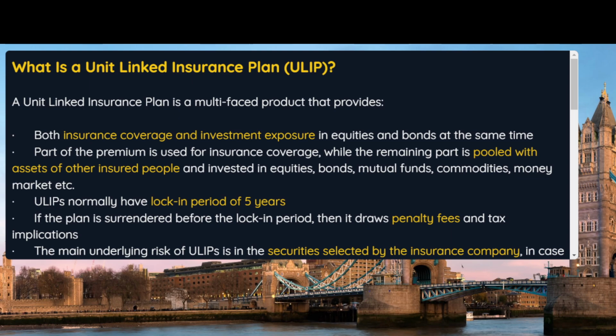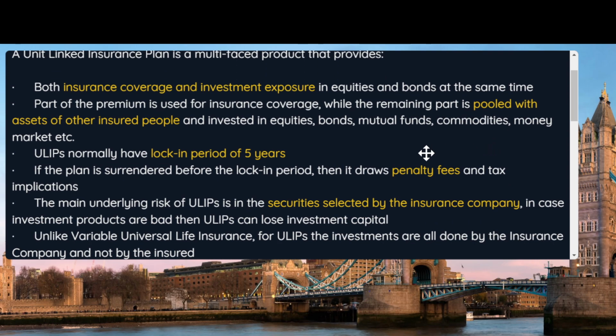Now ULIP normally has a 5-year lock-in period. So what does that mean? That the entire premium amount that you are going to pay for a period of 5 years is going to be locked in with the company, but it will continue incurring the interest, or basically the additional amount that you will get, but you can't touch the principal amount as well as the interest for the first 5 years, beyond which you can start utilizing your money, partially withdrawing your money from the fund that is getting generated.